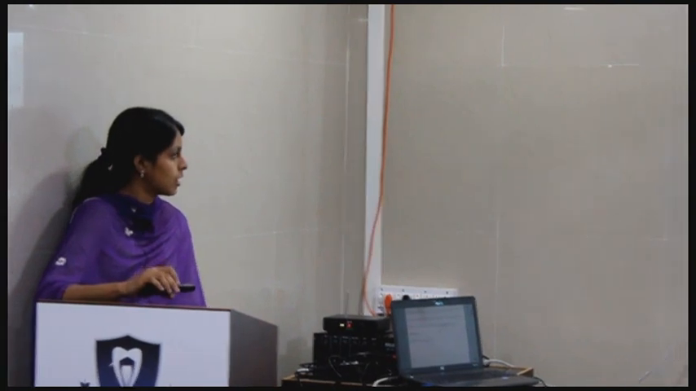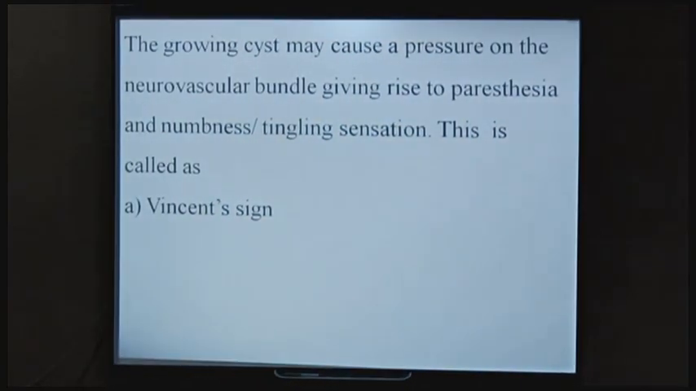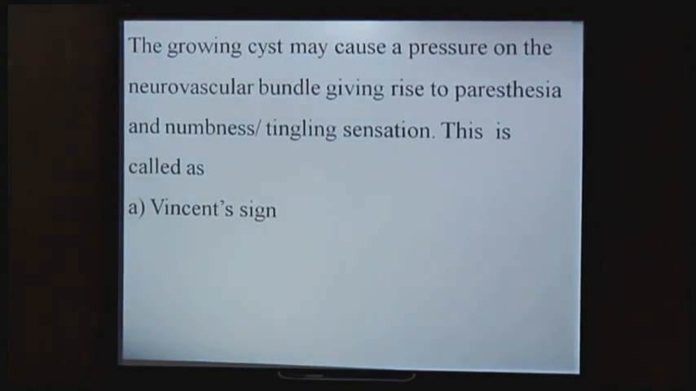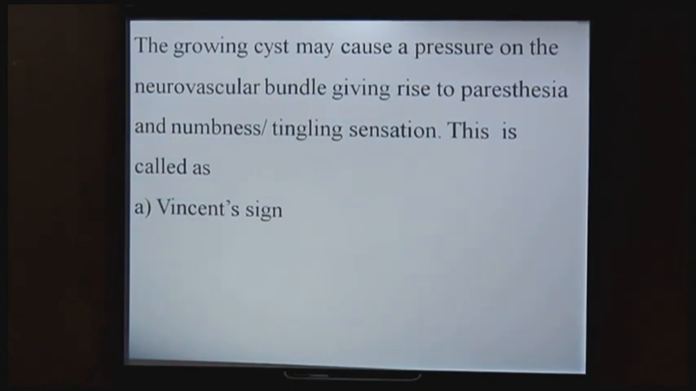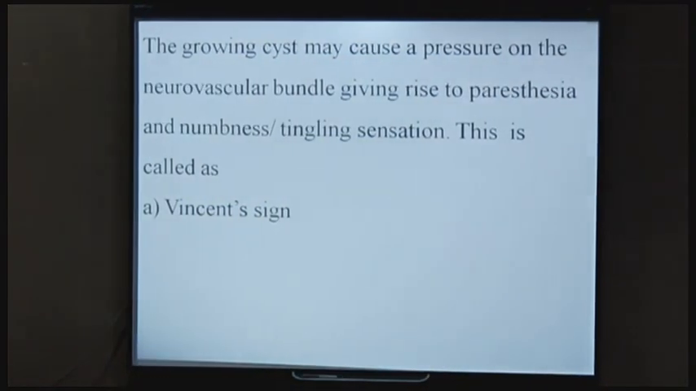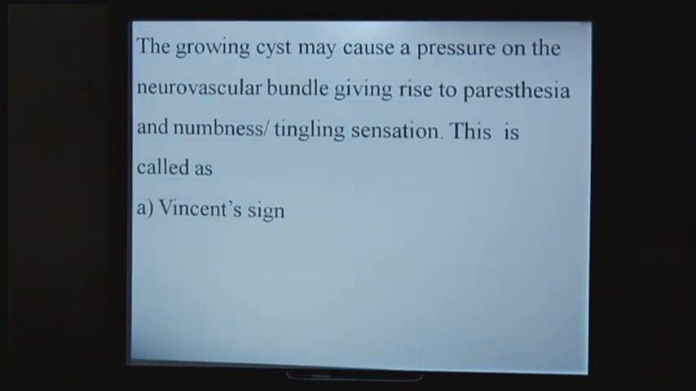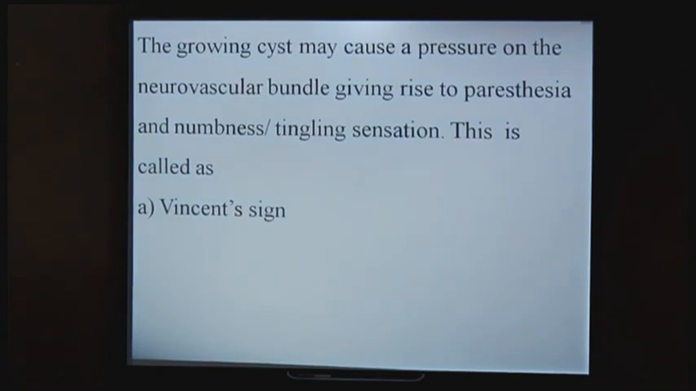Orange peel appearance is seen in fibrous dysplasia. The growing cyst may cause a pressure on the neurovascular bundle, giving rise to paresthesia or numbness and tingling sensation. I just wanted to give you the answer because I already spoke about your inferior alveolar nerve paresthesia and their causes. And when that happens in case of a cyst, it is called as a Vincent sign. I skipped the signs in oral medicine, I skipped one sign, that is this one. Vincent sign. The cyst is growing and it is spreading to the inferior alveolar nerve. It is causing a pressure which is leading to paresthesia. This is called as Vincent sign.